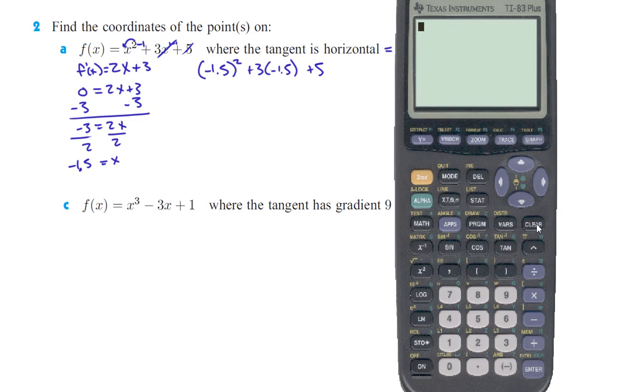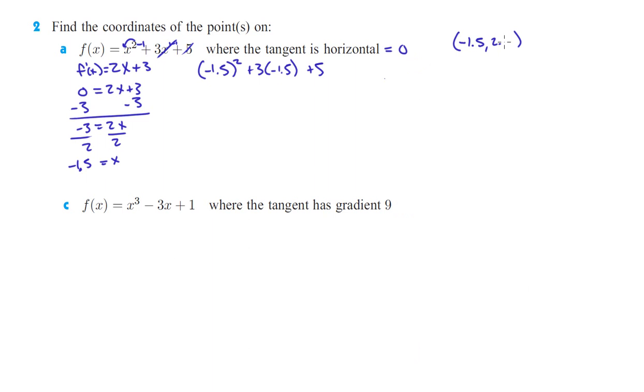So make sure that whenever you're squaring or taking into some kind of power, put it in parentheses. So negative 1.5 squared like that. Now that's going to turn that back into our positive like it should be. Plus 3 times negative 1.5 plus 5. And that gives us 2.75. So now we know that this part here is 2.75. And that is the one spot on this equation where the tangent's going to be horizontal.